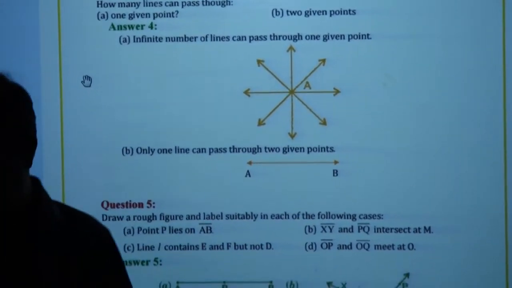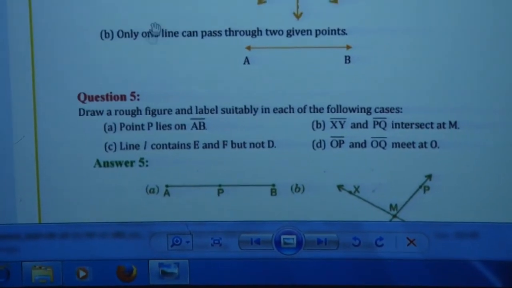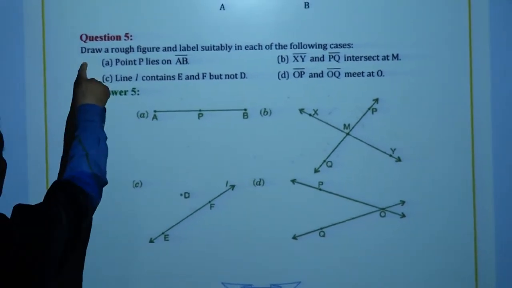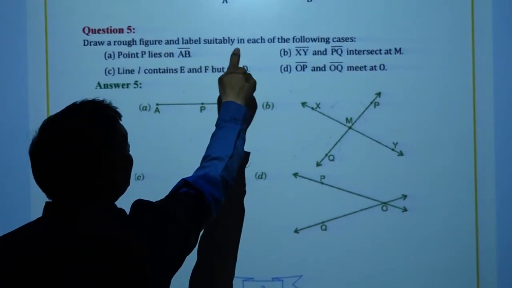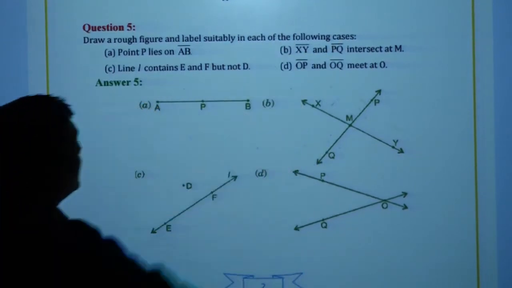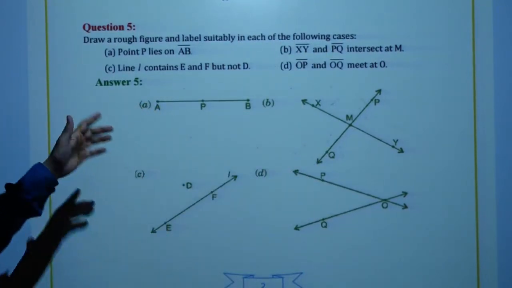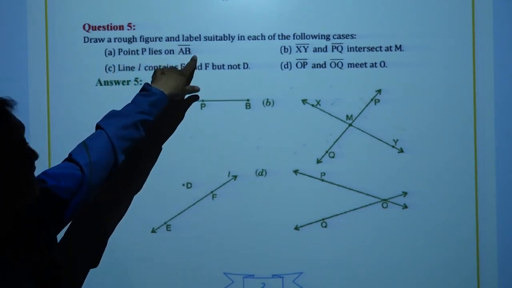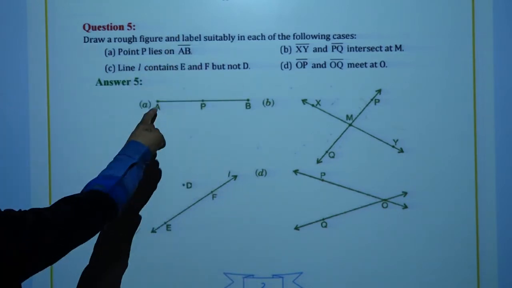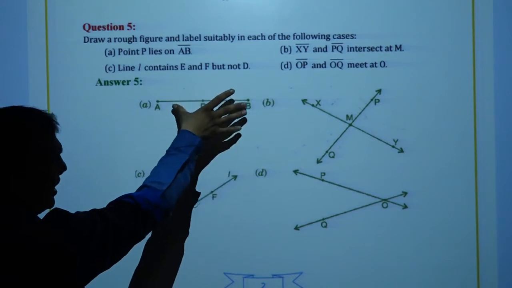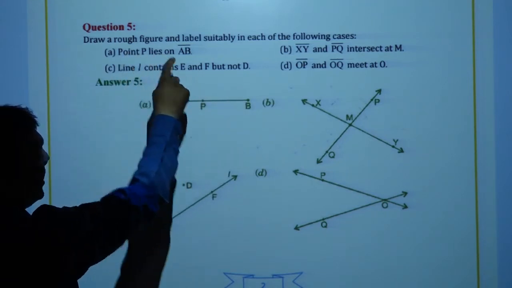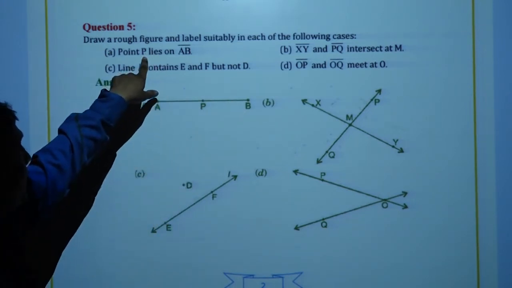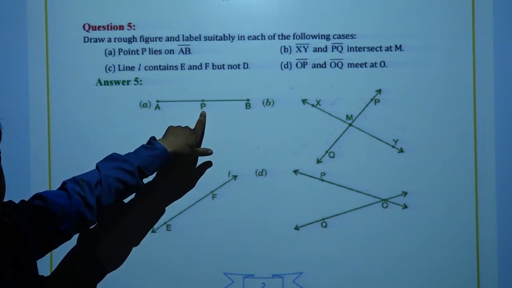Next question, fifth question. Draw a rough figure and label suitably in each of the following cases. Label suitably means you have to give the names. First one, point P lies on line AB. This is the symbol of line AB or line segment AB. You have to put a point P on that line. Anywhere you can put a point P on that line. AB is the line, you have to put P on the line. So here the P is pointing.